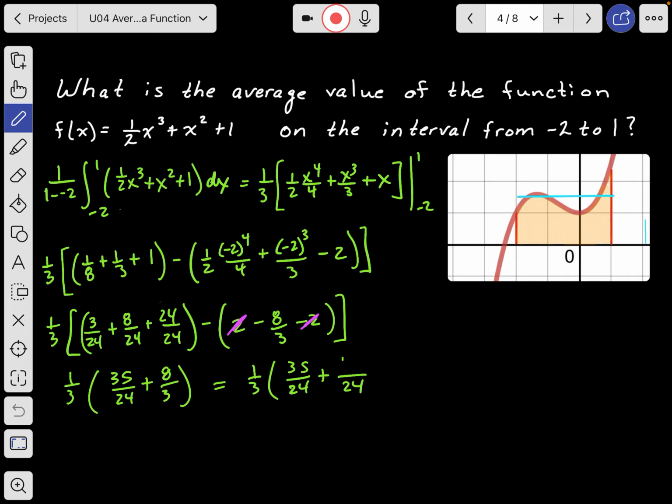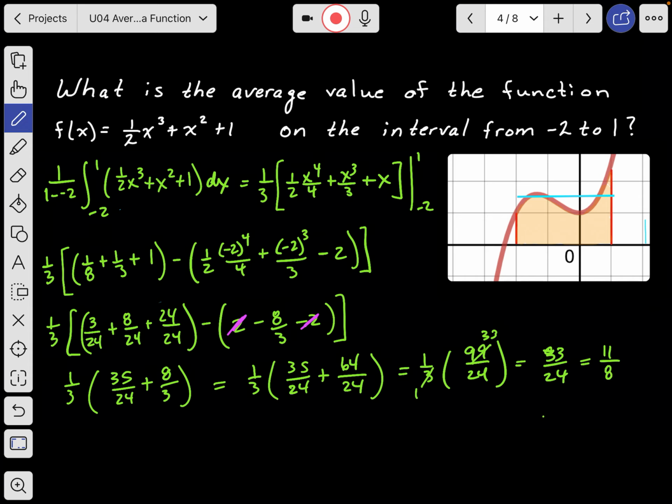So 3 goes in 8 times, so that's 64. 3 goes into 24 8 times. 8 times 8, 64. And so 99/24, which is, reduce the 3 and the 99, 33/24. So in a calculator, actually we can reduce that by 3, so that's 11/8.